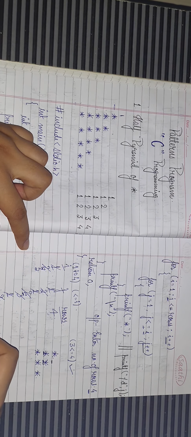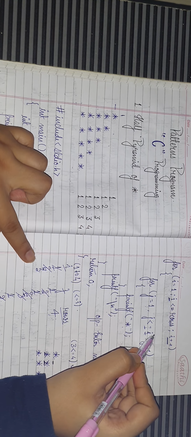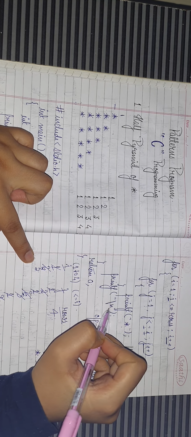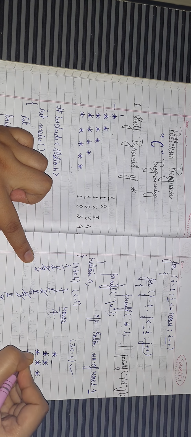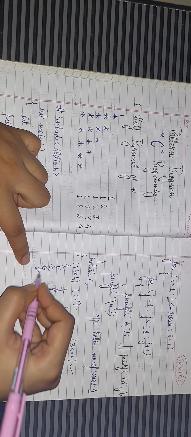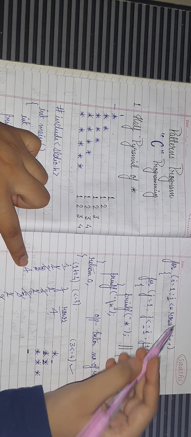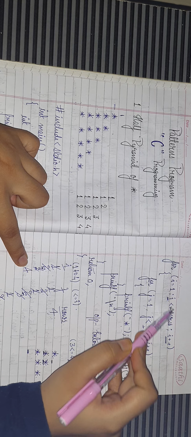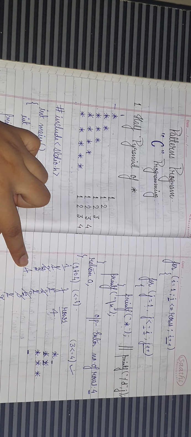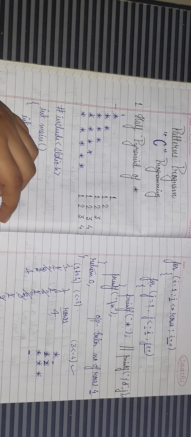Now the j value becomes 4. Is 4 less than or equal to 3? No, the condition is false. It comes out of this loop and prints the new line. Now the cursor will come here, right? So again the i value will be incremented to 4. Now 4 is less than or equal to rows. Yes, the condition is true. So j will become 1.